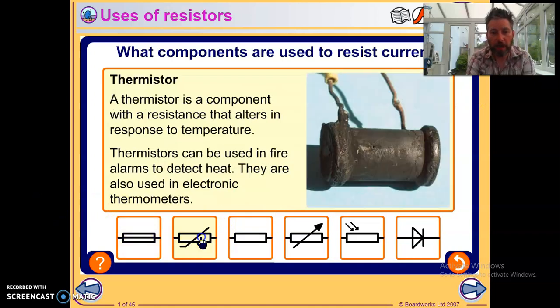This next one here is one we're going to look at today. It's called a thermistor, and we're going to look at how the resistance changes with temperature. But this is quite useful. Thermistors are used in fire alarms. They're used in electrical thermometers. So if the temperature gets too high, the resistance changes. That can set off a fire alarm, for example. We'll look at that in more detail in a bit, and you've got a worksheet with that on.